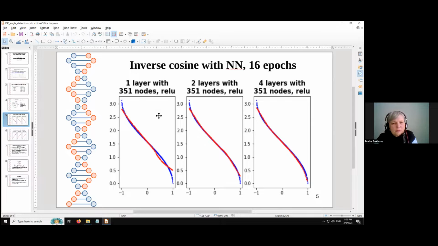I took a number of layers, which is usually advisable, and a size of a layer which is about half of all points which we feed to the network. I tried with 1 layer, with 2 layers, with 4 layers. What do we see here?